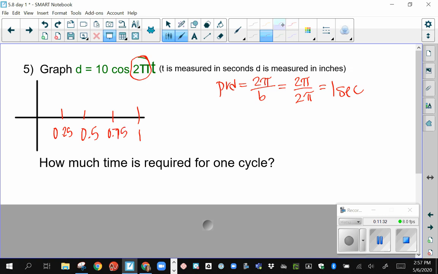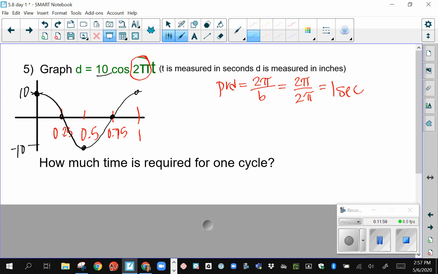We also have a vertical stretch. I know that because of the a value in front, it's positive 10. So on my vertical axis, I'm going to label just like that. Okay, I think I'm ready. Cosine starts high. Typically it bottoms out at pi, but we're not using pi because we had a period change. So it's going to bottom out halfway through. And here is my beautiful wave.